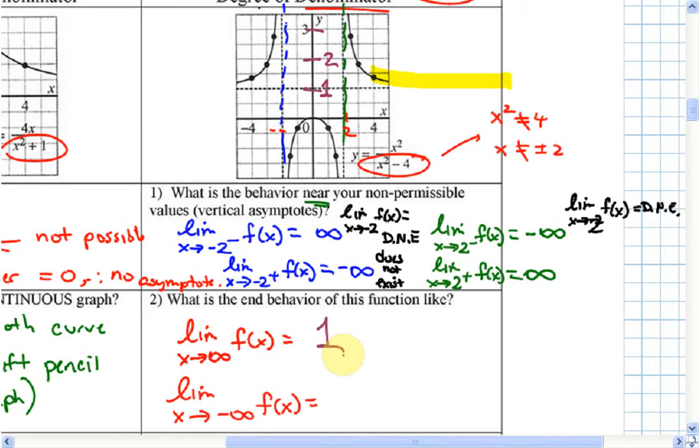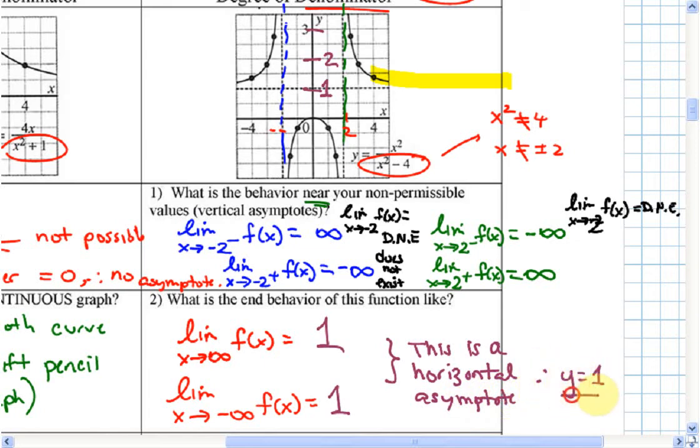And then what happens over here, going this way? It also equals 1. Now, do you see how I drew a dotted line going across? Didn't I draw a dotted line going up and down to represent a vertical asymptote? So what do you think this thing is? Yeah, this is a horizontal asymptote. And the equation is y equals 1. So notice we don't just have vertical asymptotes, we could also have horizontal ones.